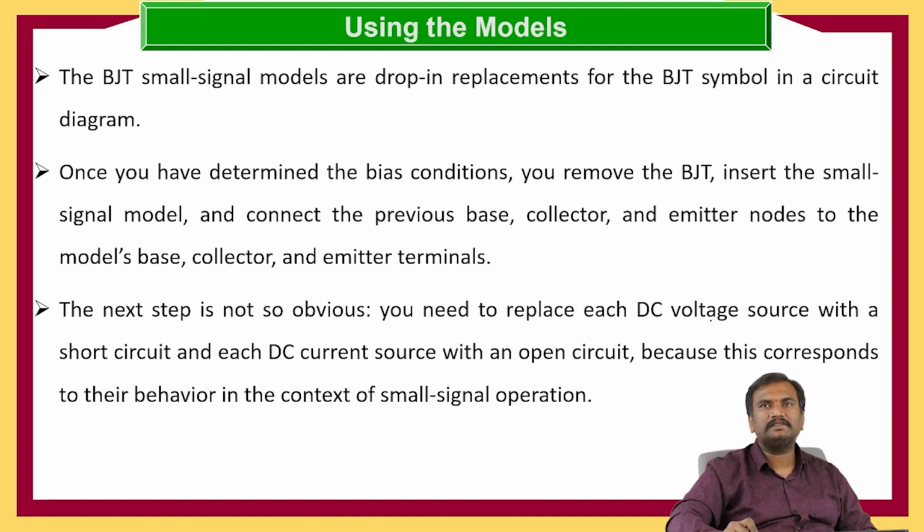You need to replace each DC voltage source with a short circuit and each DC current source with an open circuit, just like how we have done in our network theorems. The DC voltage source can be replaced with a short circuit and the DC current source with an open circuit, because this corresponds to their behavior in the context of small signal operation.